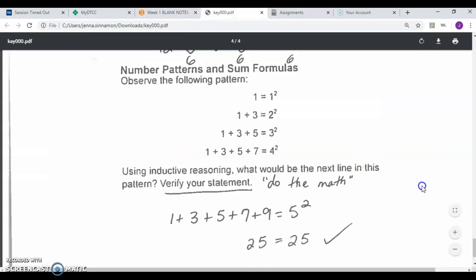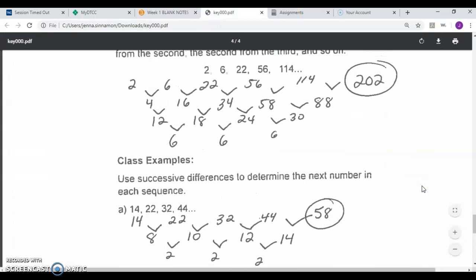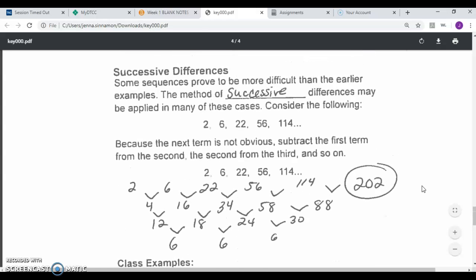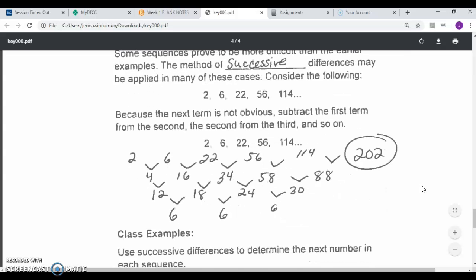So let me go back to the key. Now, successive differences takes up some room, okay? So some sequences require more work and they're more difficult. So here's an example, 2, 6, 22, 56, 114. The first step I did is took the numbers and spread them out. And then I subtracted them. To go from 2 to 6, it's 4. 6 to 22 is 16. 22 to 56 is 34. 56 to 114 is 58. And that's where I would have stopped.